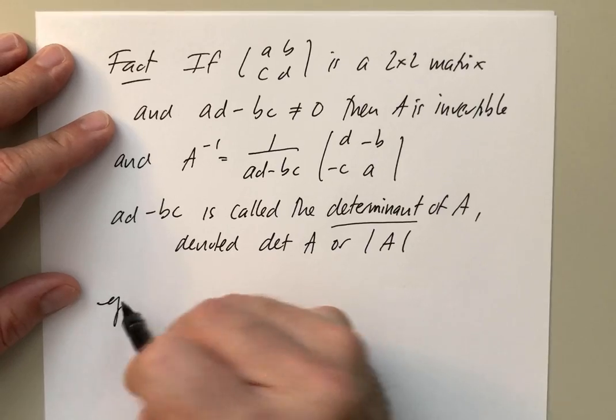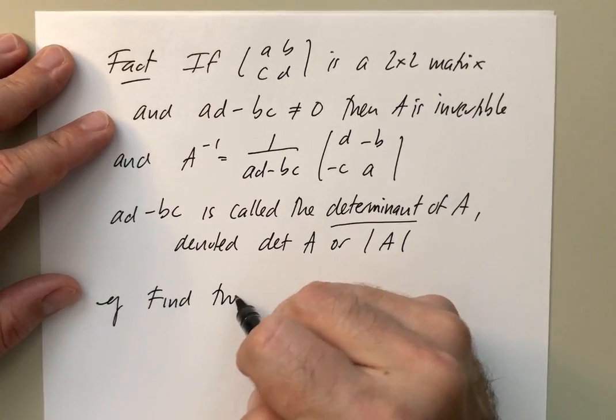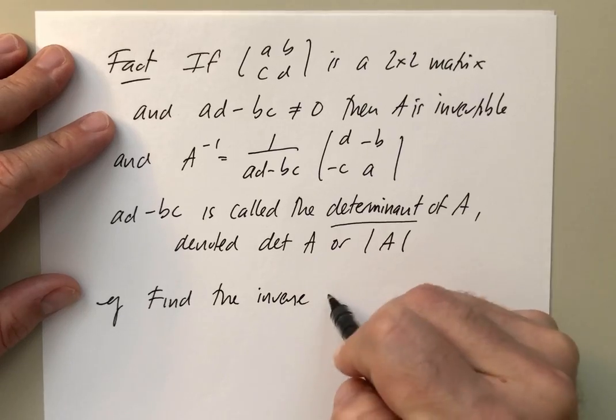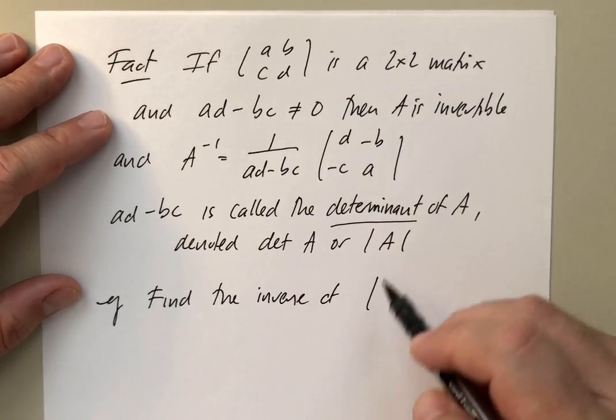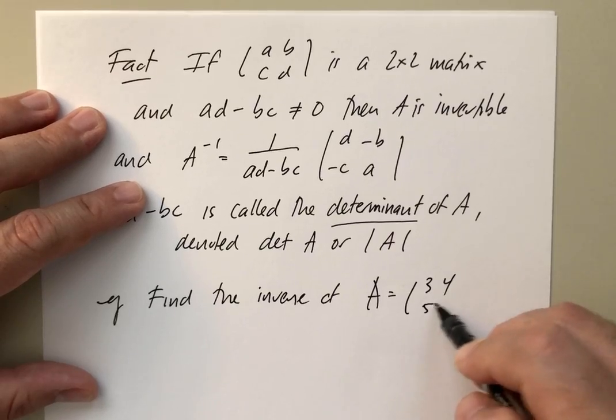Let me just do a quick example. Let's find the inverse of, I don't know, let's see, well, A, let's say, is 3, 4, 5, 6.